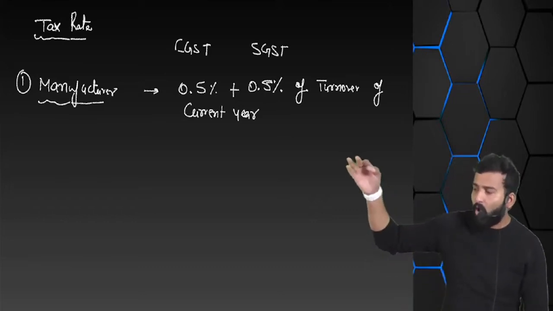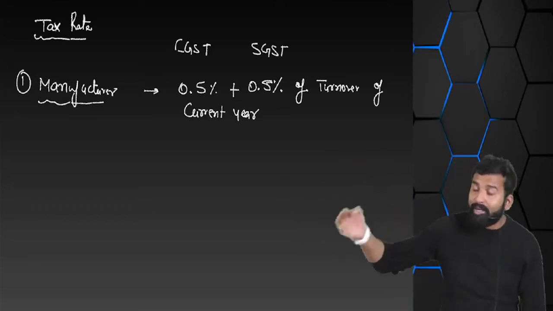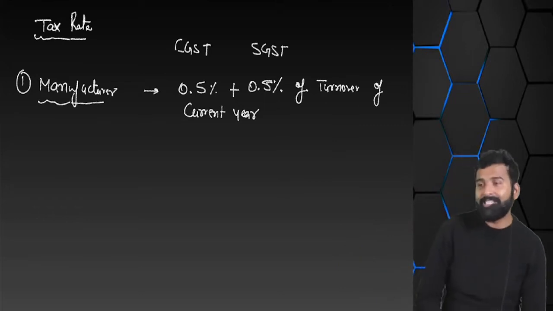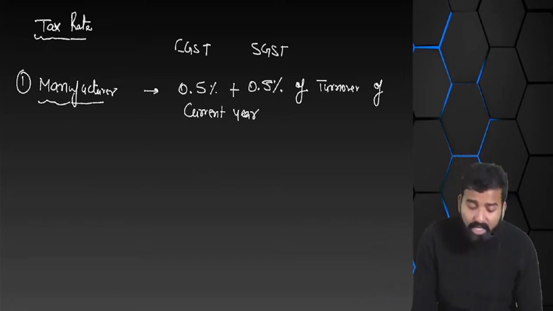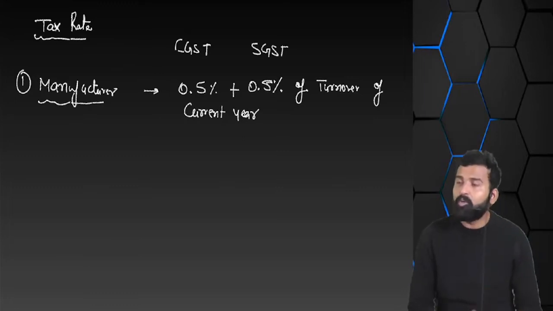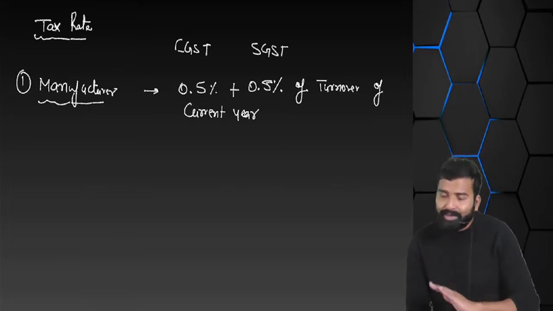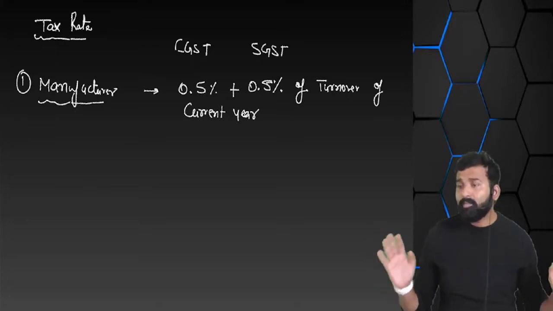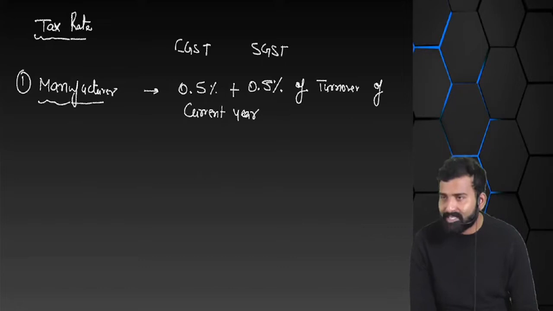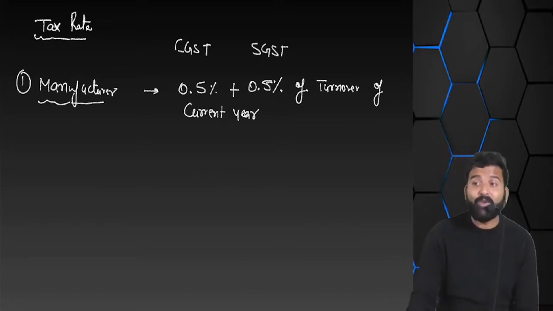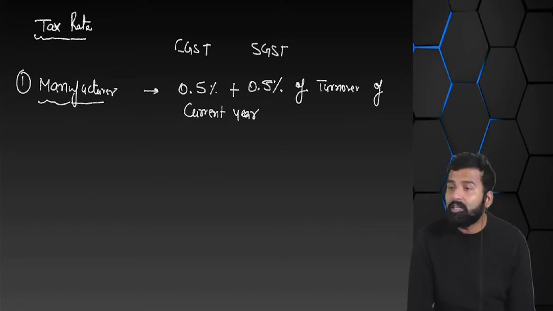Normally a manufacturer pays different rates. Like if he is manufacturing hardware, he has to pay 18% GST. If he is manufacturing some other kind of thing, then he has to pay 5% or 12% GST. But in the composition scheme, the rate is very simple and flat. A manufacturer has to pay 1% of the turnover as tax.